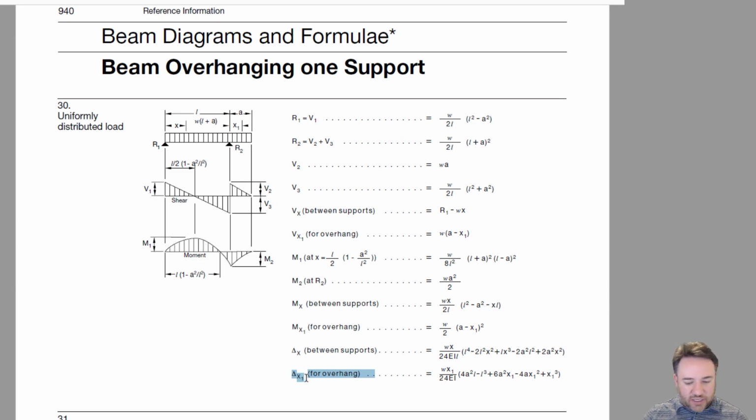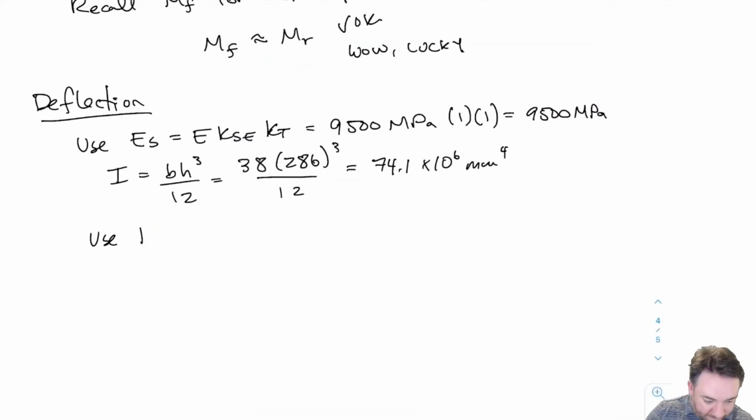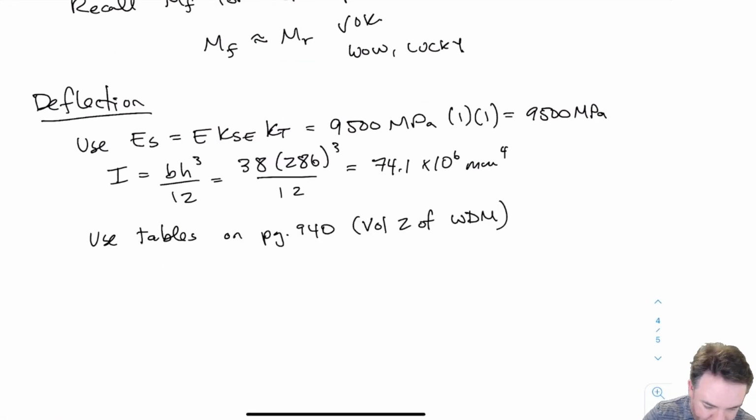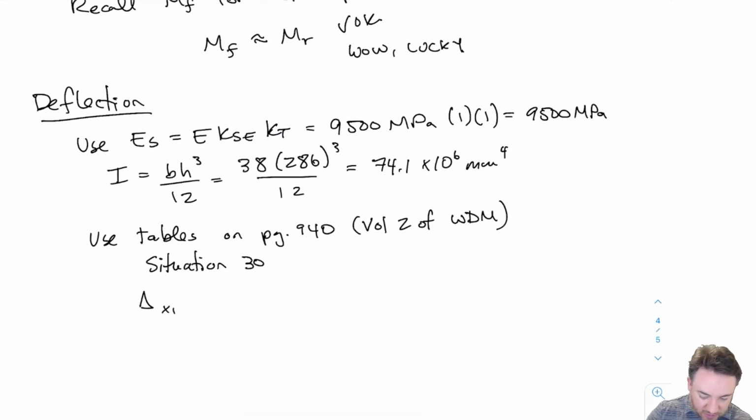So that's the one that I'm going to use here. I'm going to use this equation to calculate my deflection, and then we are going to check it against the limit. Just for reference, page 940 in volume 2 of the Wood Design Manual, and it happens to be situation 30. And here is the equation that it gives.